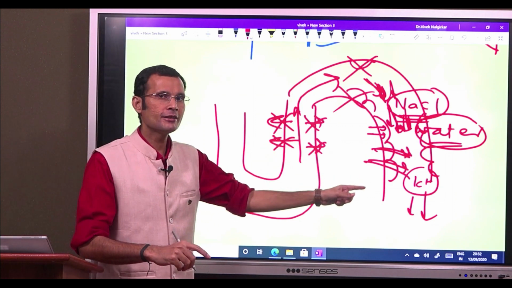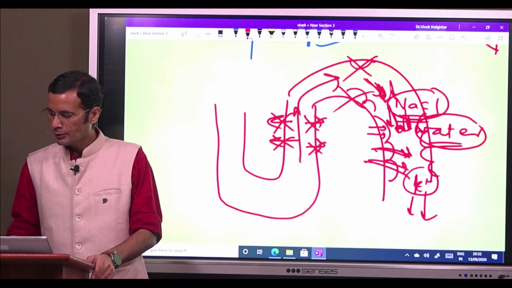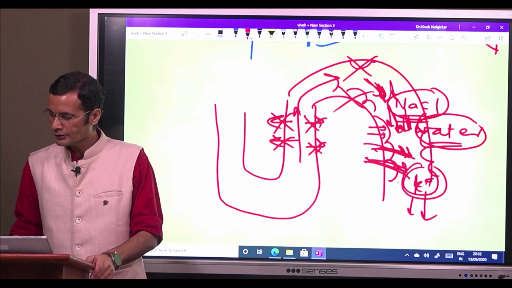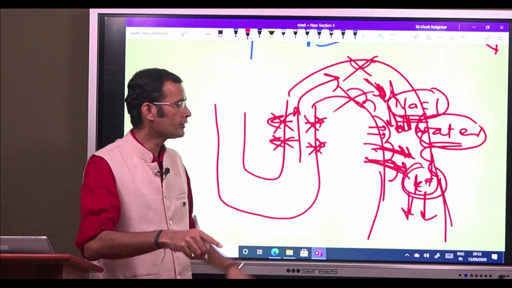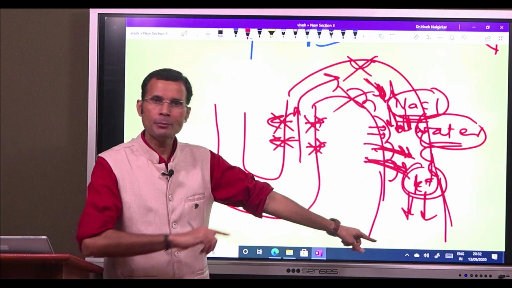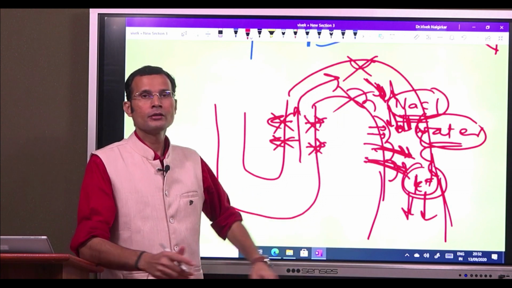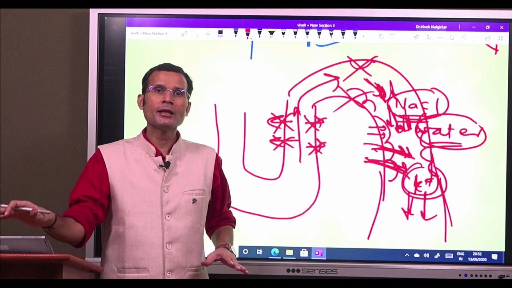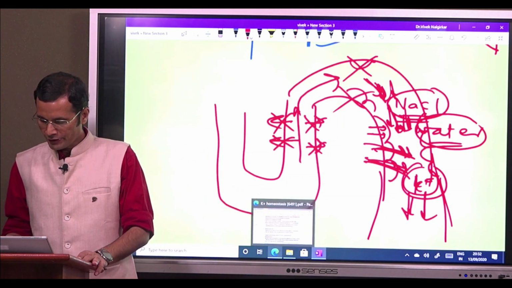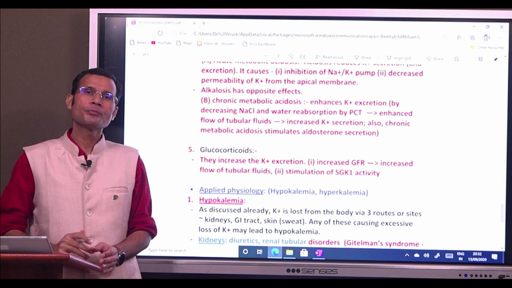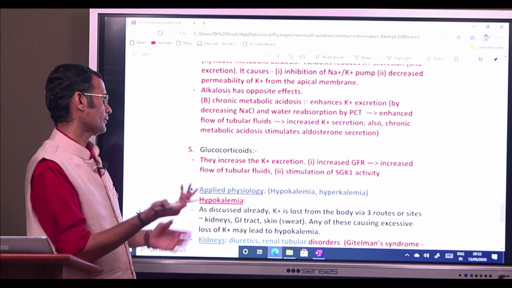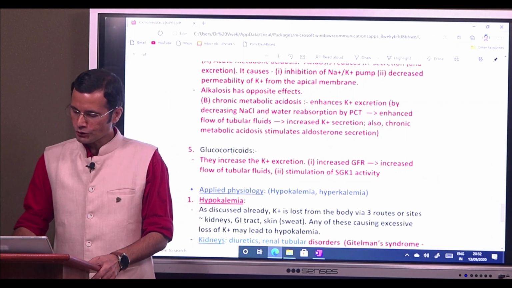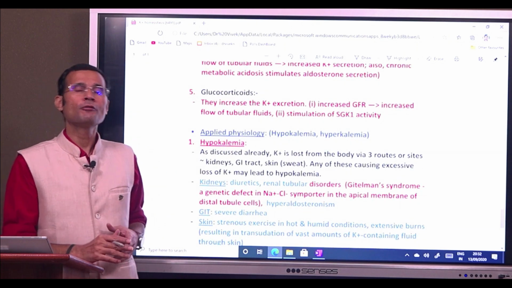And if that rate increases, we know already what happens. Potassium secretion increases, potassium excretion increases. So chronic metabolic acidosis, excess potassium excretion into the urine, resulting in hypokalemia. Quite interesting and fascinating topic, isn't it? Acute metabolic acidosis, some other effect. Chronic, some other effect. So that was the summary of potassium balance.